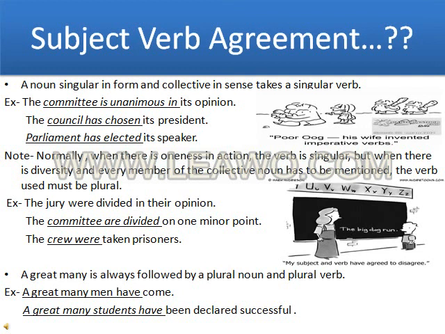Next rule. A great many is always followed by a plural noun and a plural verb. Like when we get a great many, finally we have to use a plural noun and a plural verb. Example, a great many men have come. A great many is used. The verb is plural. The verb used is have. A great many students have been declared successful. A great many is used. That's why we use the verb have.